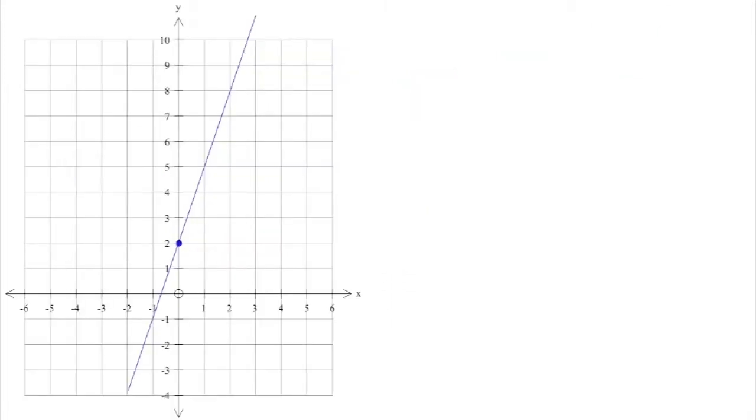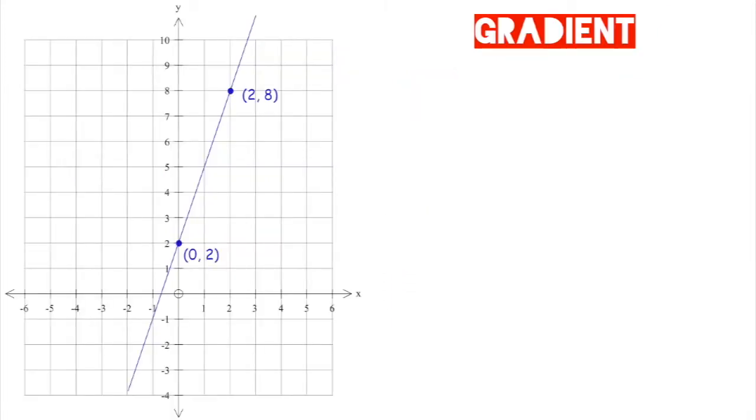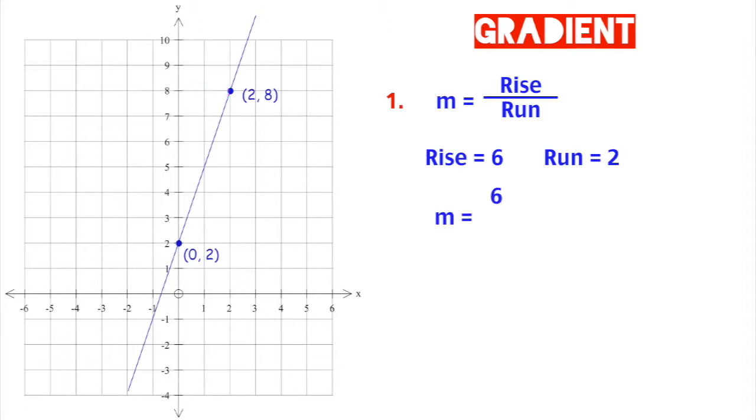Now there are three ways to find the gradient. The first is to use the rise and the run between 2 points. The gradient is equal to rise over run, where rise is how far up or down you go between the 2 points, in this case positive 6, and the run is how far across you have to go between the 2 points, in this case positive 2. Using the formula, gradient is equal to rise over run, with the rise being 6 and the run being 2, we substitute these values in to get 6 over 2. And of course 6 divided by 2 cancels down to give us a gradient, or m value, of 3.